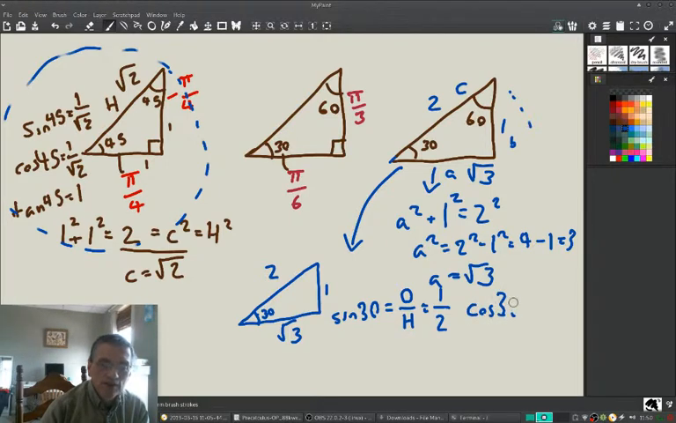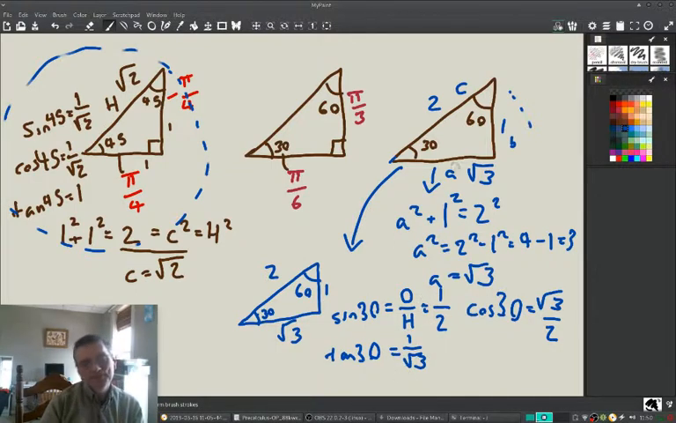Cosine of 30. Hopefully this is all sort of review for you. Cosine is the adjacent side, square root of 3 over 2. And then tangent of 30 is 1 over square root of 3. Similarly, you can find the things for 60. For 60, these two things will be reversed, and this will be flipped over.